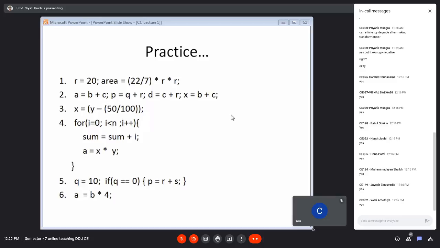So in your examination, some small question like this can be asked, that code segments are given and you are supposed to identify which optimization transformation is applicable. So let's see if you are all able to do it.